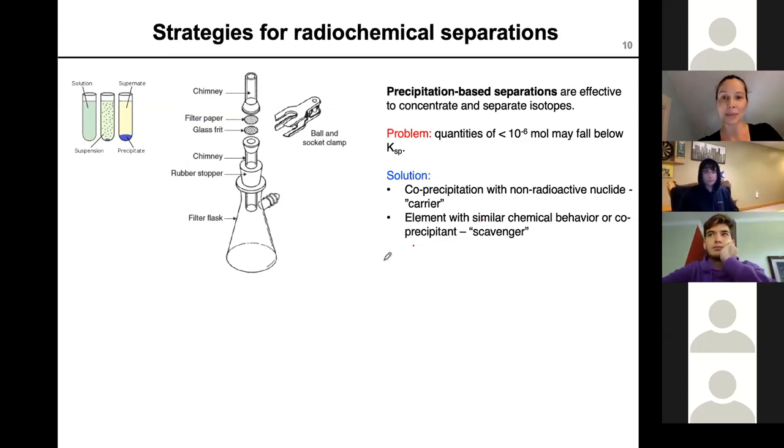Now, if we use an element that is different, but has similar chemical behavior and allows us to do co-precipitations, we call it a scavenger. Once we've scavenged, we can use techniques that separate the similar element from a radioactive isotope based on the different properties present. So co-precipitation with a carrier is a really useful technique to isolate a specific isotope we're interested in and quantify it, versus when we want to further use the isotope, we might want to use a scavenger instead. Okay. Any questions on co-precipitation?